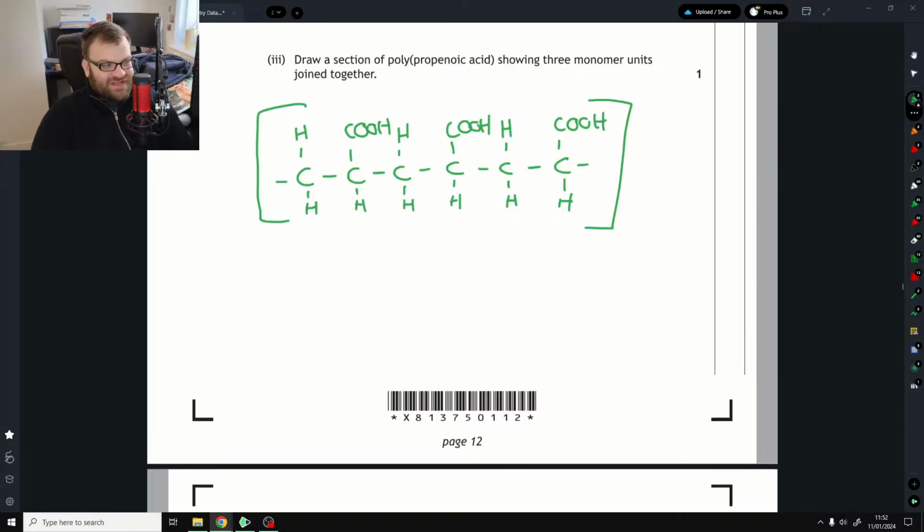Putting square brackets on the end is showing that it's a section of the chain, but we need to make sure that the bonds are going to the right places, and we need those bonds on the ends as well.